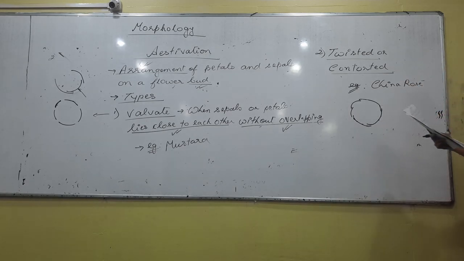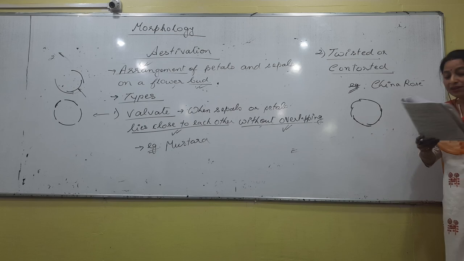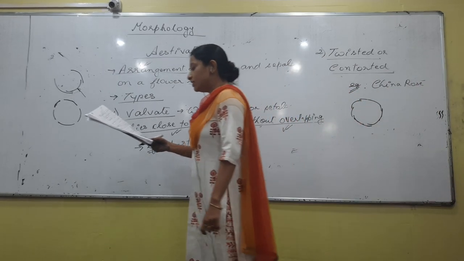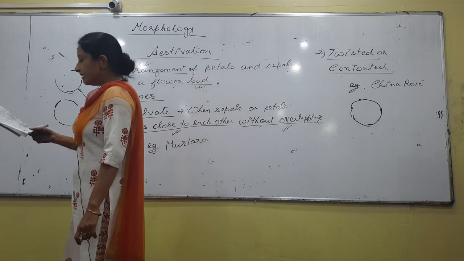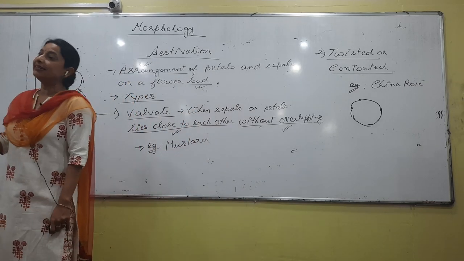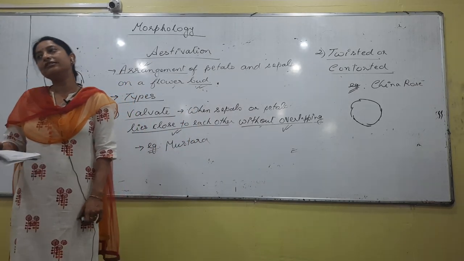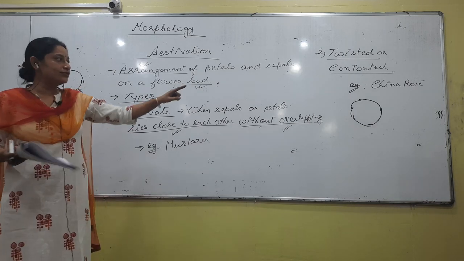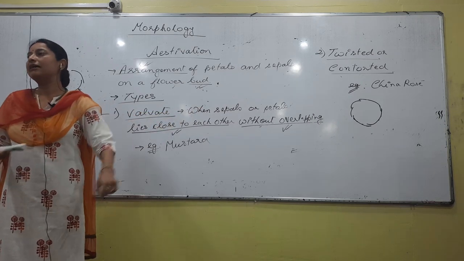As far as the sentence is concerned, the sentence is already given in the PDF. So let's not write it down. The sentence says, when one margin of the sepal or petal overlaps the margin of the next and the other margin is overlapped by the third one, it is called as twisted. The sentence may seem complicated, but if you keep the diagram in mind, it will become easy.